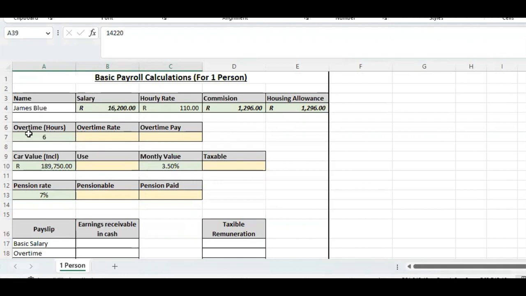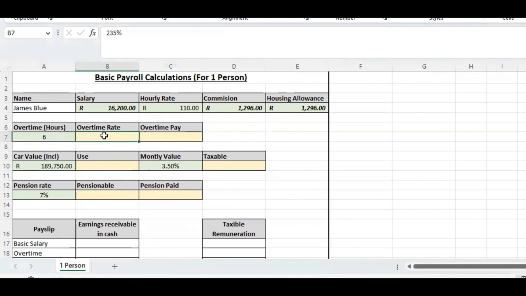And we know he worked 6 hours overtime. We also know the value of the car, inclusive of that, and the monthly value that is taxable, the 3.5% of the car value. We also know that his pension rate is 7% of everything except the car, and now we can go and calculate these other things.